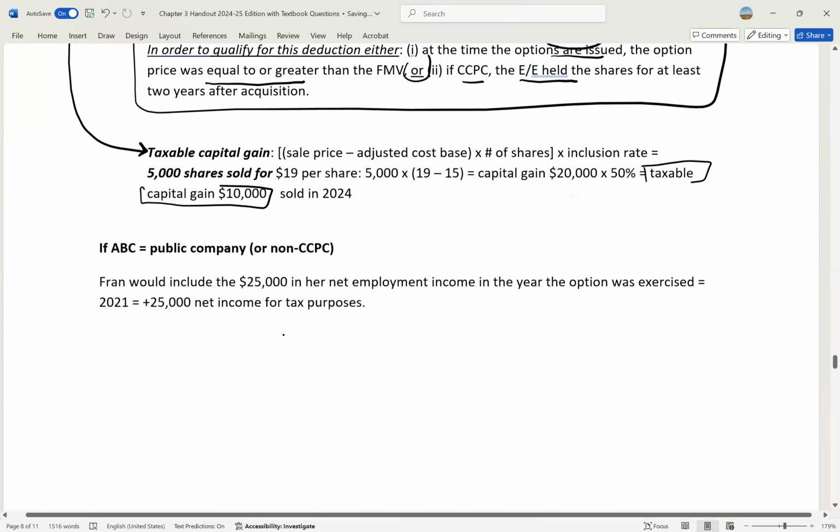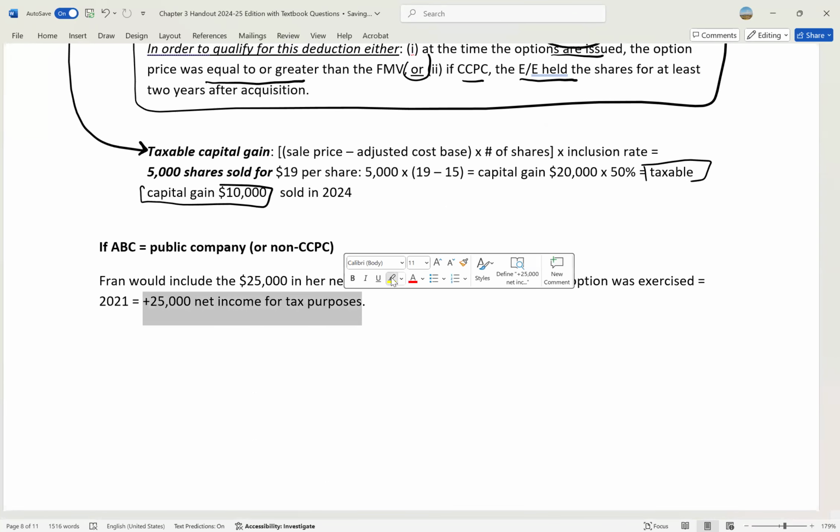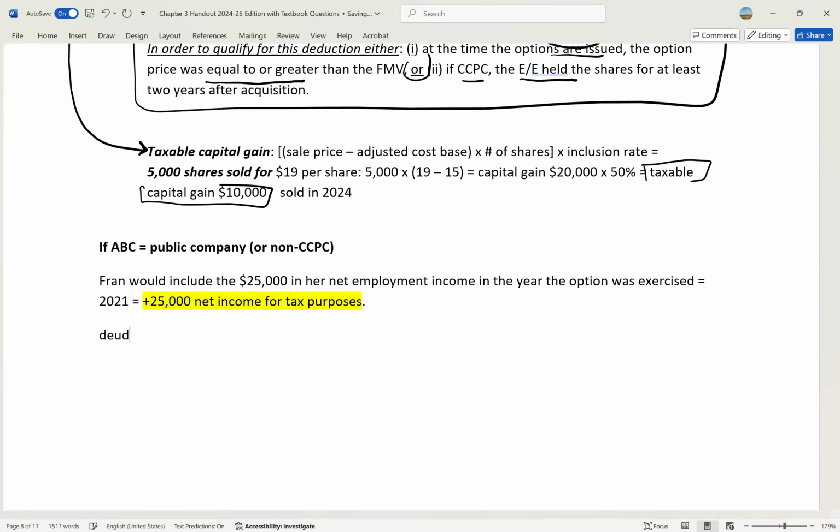So what does that mean? Fran would include 25,000 in her net employment income, and that would increase her net income for tax purposes. She's going to get the deduction of 25,000 times 50%, so she's going to get this deduction of 12,500. So her taxable income will only increase by 12,500. This would all be in the 2021 year. And the reason she gets the 50% deduction is because the stock option was issued not in the money.